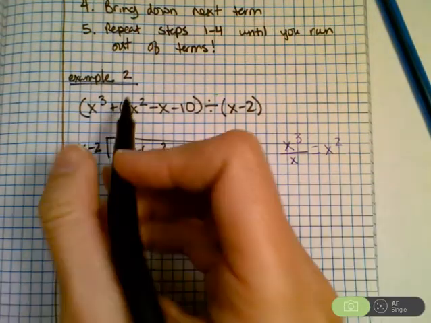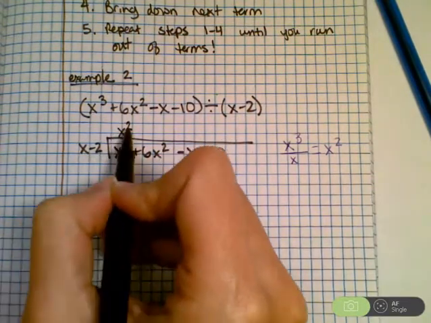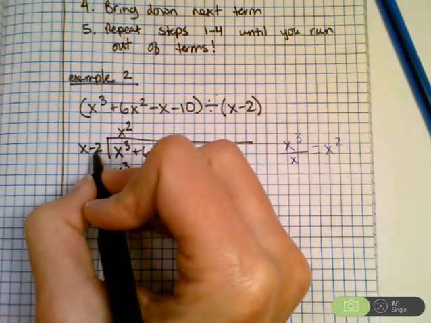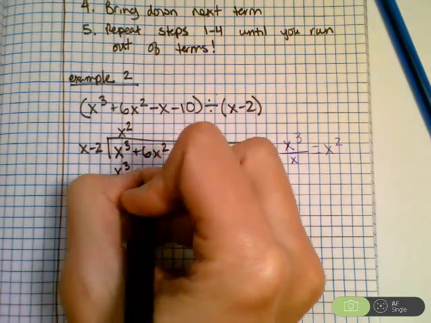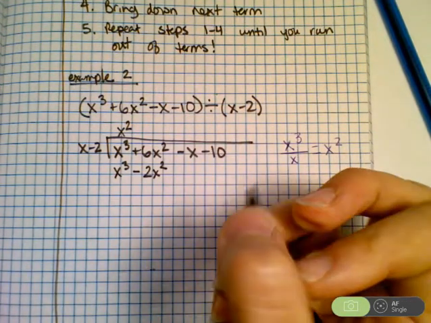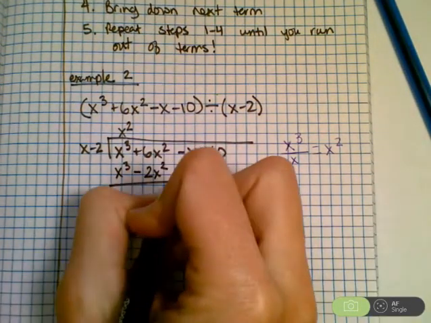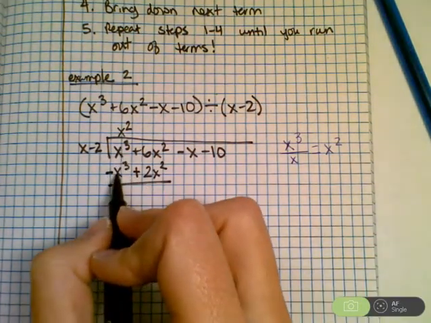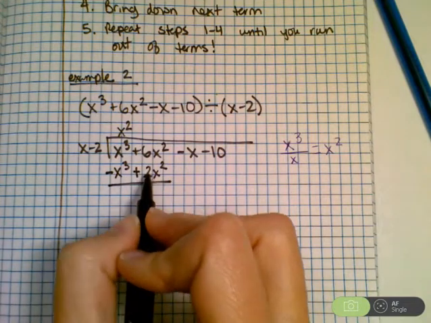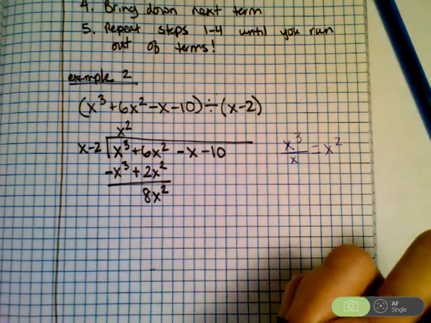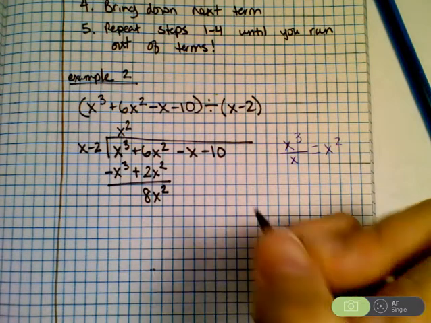Then multiply. X squared times everything out here. X squared times x is x to the third. X squared times negative 2 is negative 2x squared. Now I'm on to step 3. Draw the line, change the sign, also known as subtract everything. So x cubed minus x cubed is 0. 6x squared plus 2x squared is 8x squared. I've now subtracted step 3, so now I go to step 4.